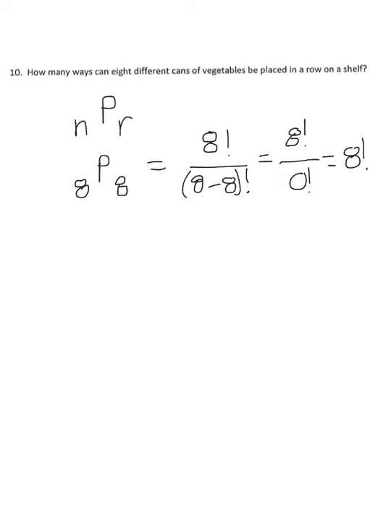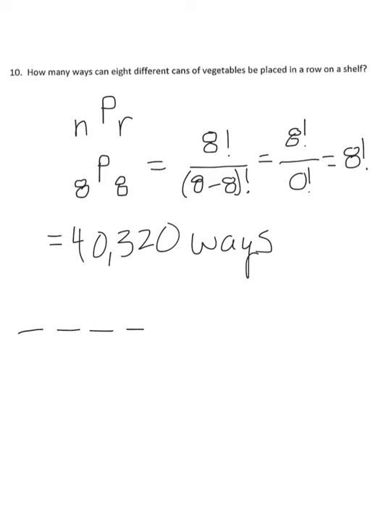Now, there is a factorial button in your calculator. We'll go over that in class. And if you plug it in your calculator or just multiply it out, 8 factorial is equal to 40,320. So there would be 40,320 ways in which we could arrange the cans. Now, what I noted to my students is that with permutations, you can also use counting principles to determine a permutation.